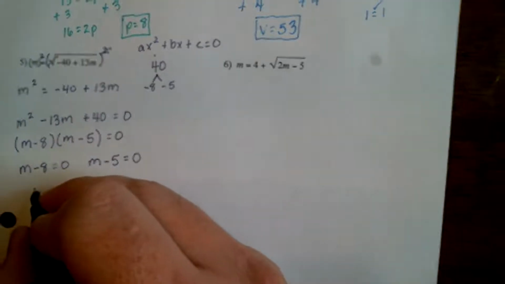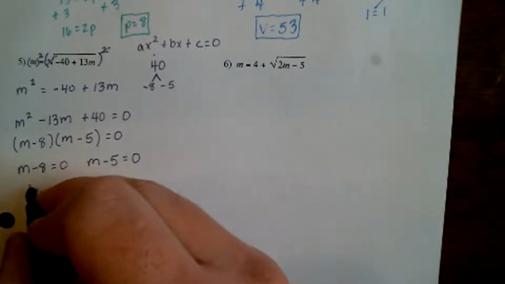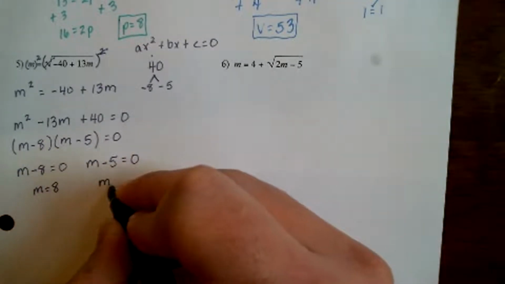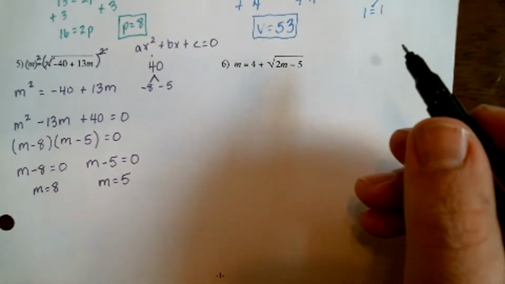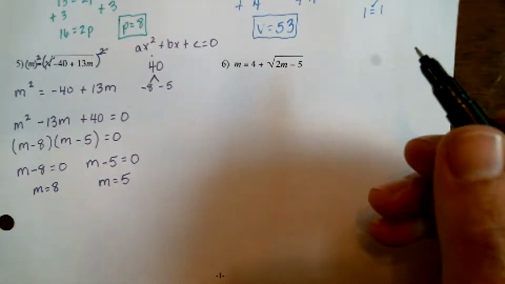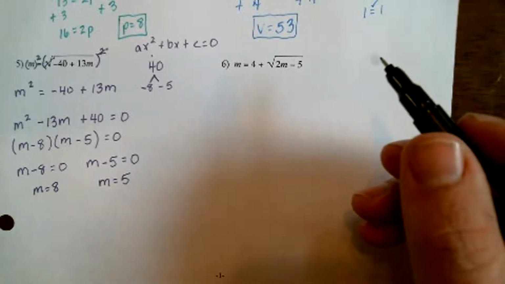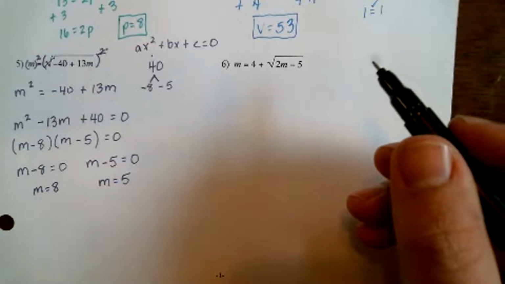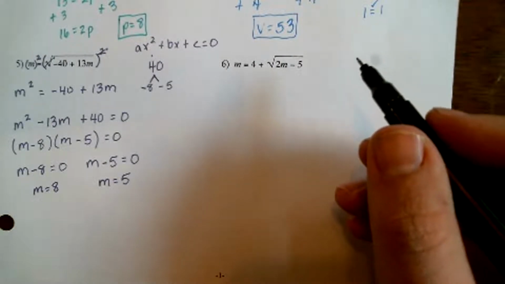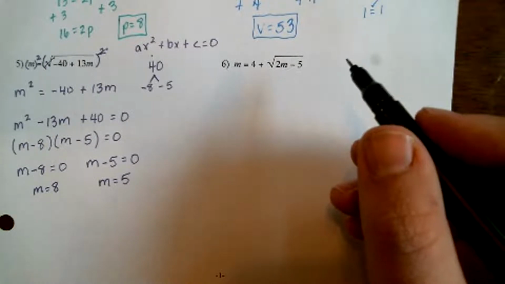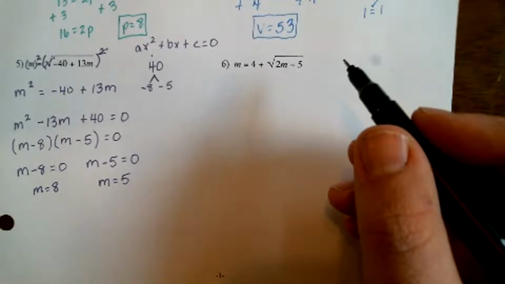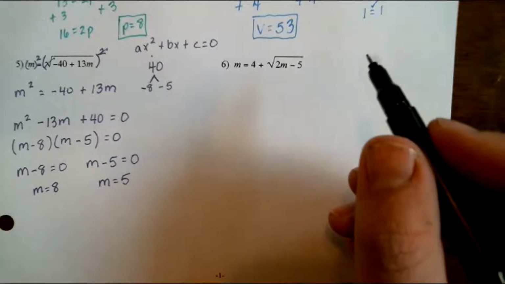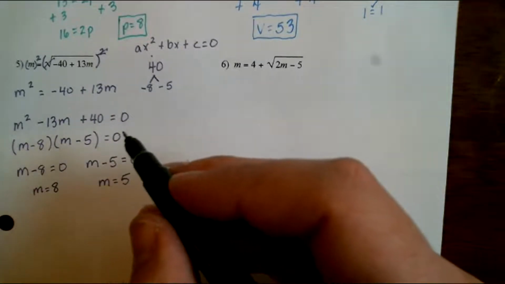All right. So we have m equals 8. Yeah, like are you guys in the same room? And m equals 5. Okay. So now let's check for extraneous solutions.